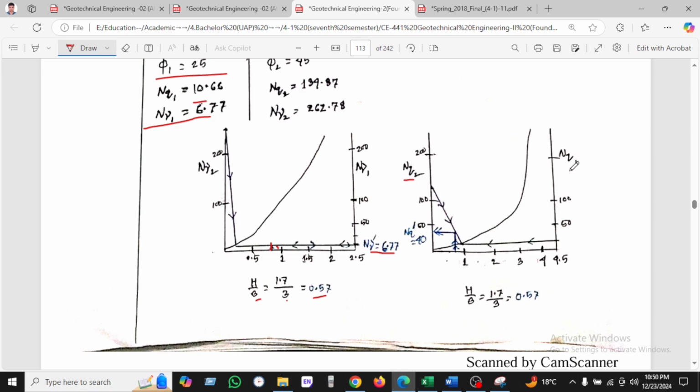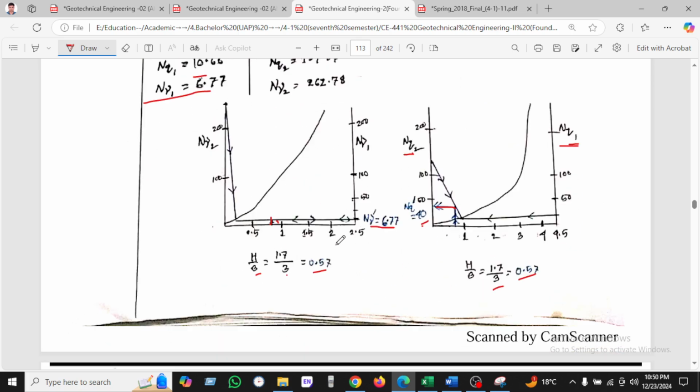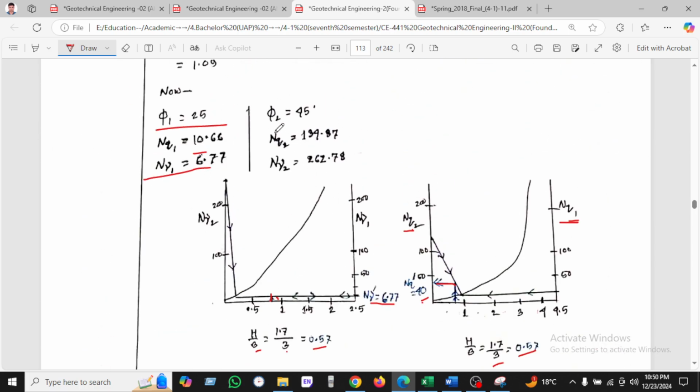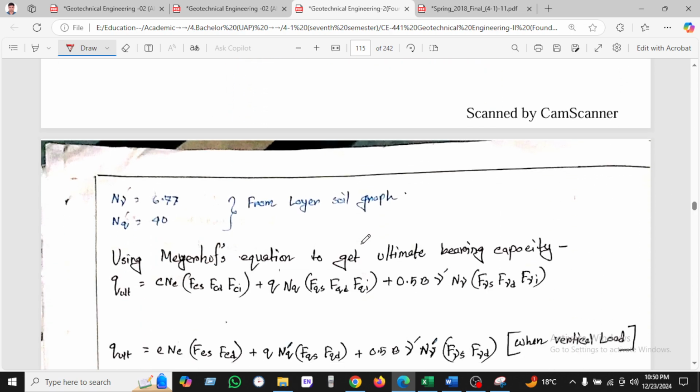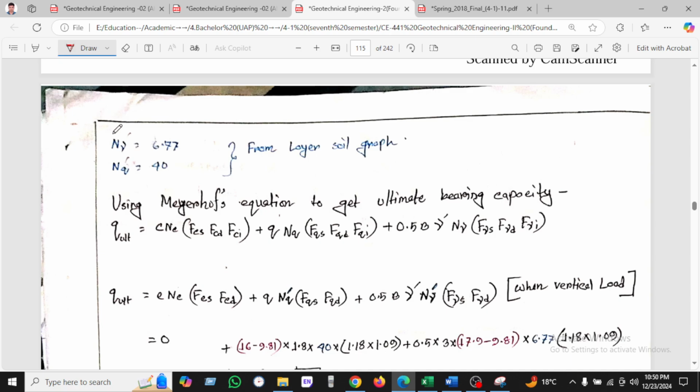Nq2 is on the right side, and Nq on the bottom side, and on the right side is Nq1, and the remaining is the H by B ratio 0.57. This is the 0.57, and we intersect this point and find Nq prime is 40. Okay, so we found this from this graph. These two values we are taking from the graph. I am saying it again and again, the two values N gamma prime and Nq prime is 40.